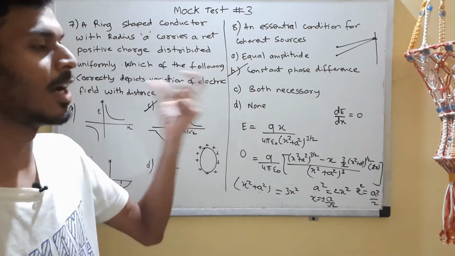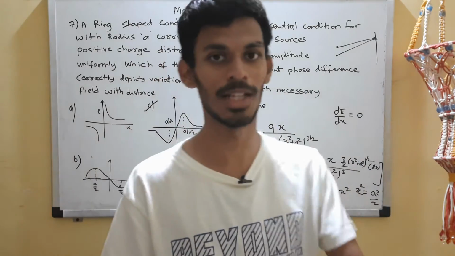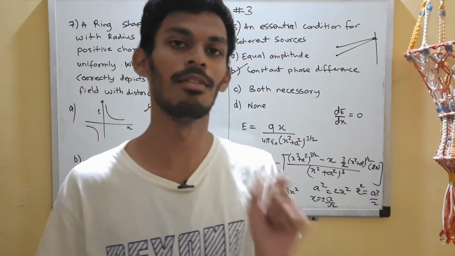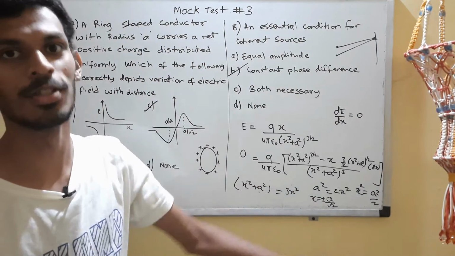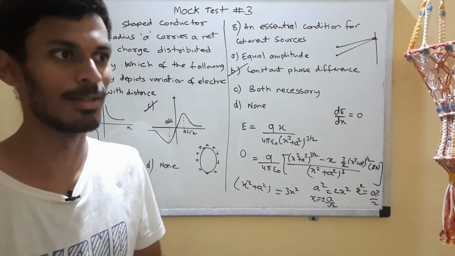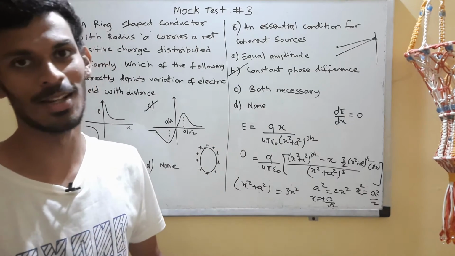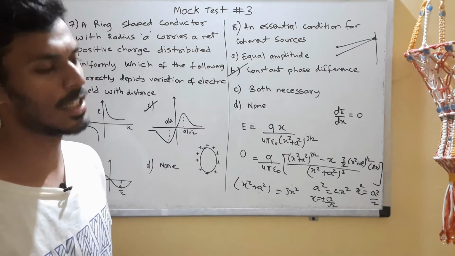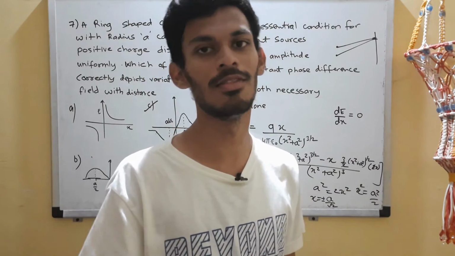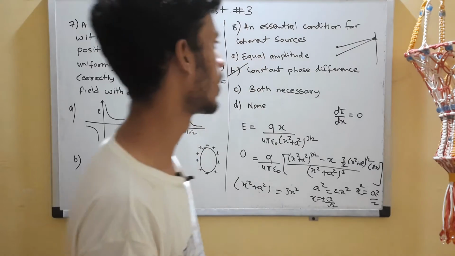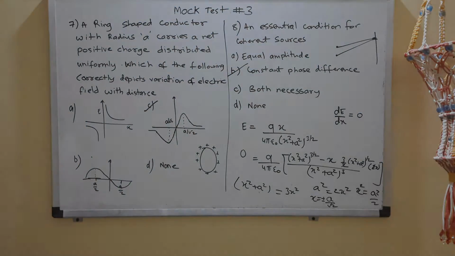So for two coherent sources, the must condition is that they should have a constant phase difference, so that the pattern they produce does not vary with time, right? The bright does not become dark after some time. The pattern should not change with time, and the two coherent sources must have a constant phase difference between them. Now let's move to the next question.